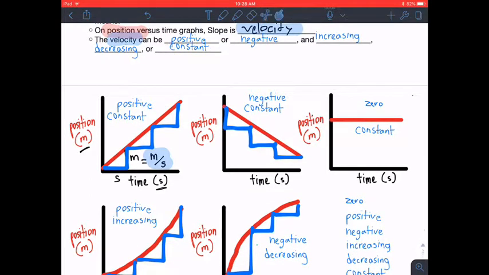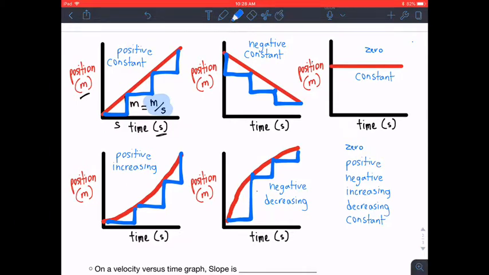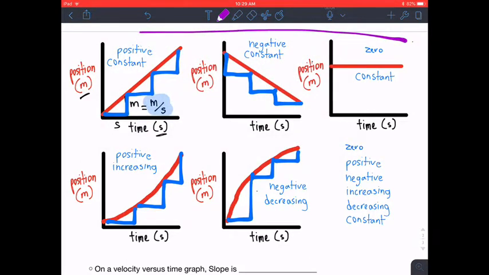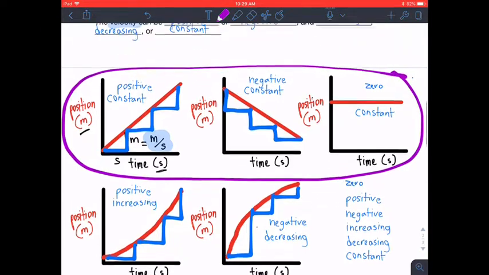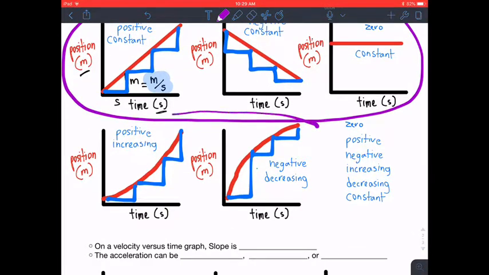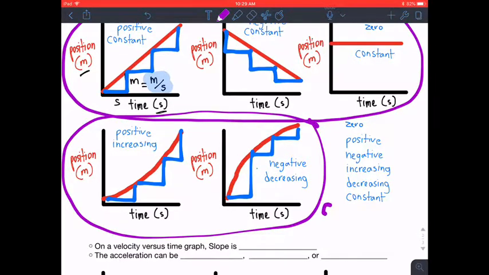Now, what part of that do I look at when I'm thinking about forces? Well, if I'm looking at any of these with a constant velocity, that is going to be no net force. And if I'm looking at any of these with a changing velocity, that has to have a net force.